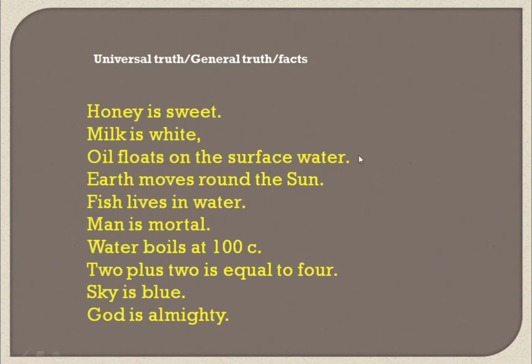Similarly, earth moves around the sun. We know very well that the earth moves around the sun all the time. Earth moves around the sun. So this is a universal truth. Fish lives in water, also a universal truth. If you bring the fish out of water, then it will die. So this is a general truth, or you can say universal truth also.